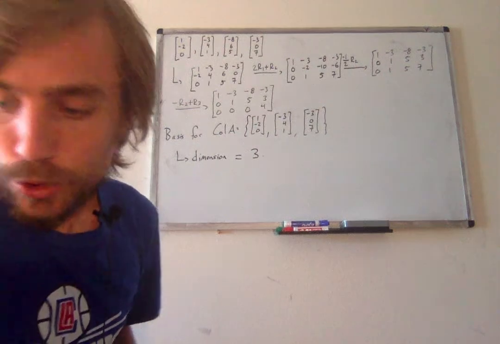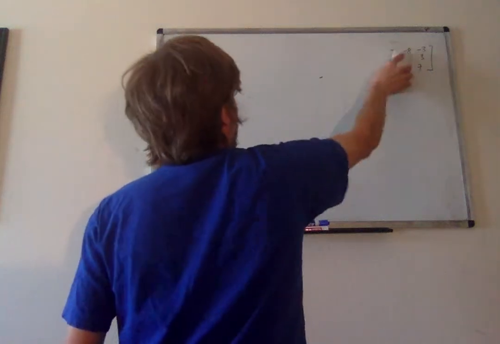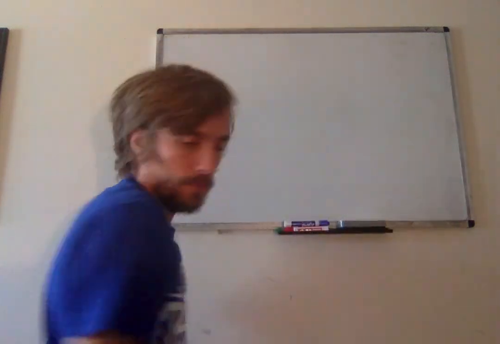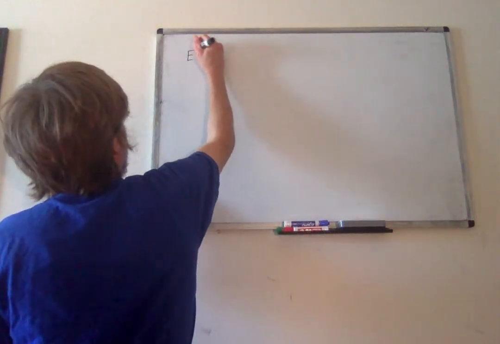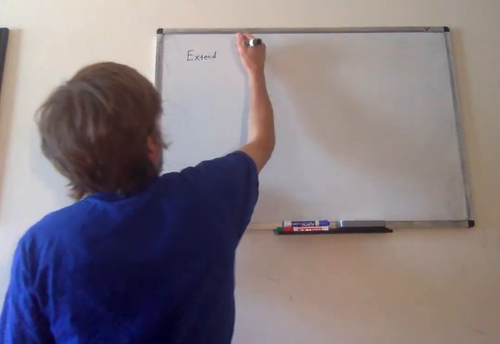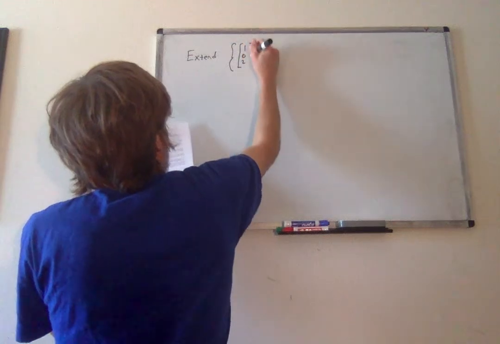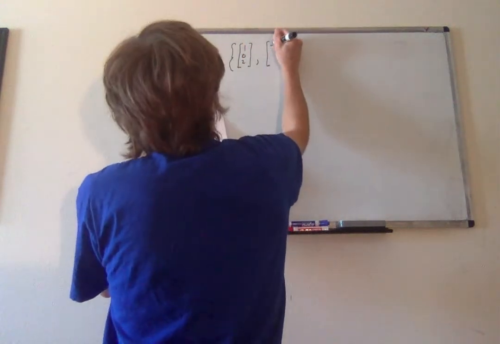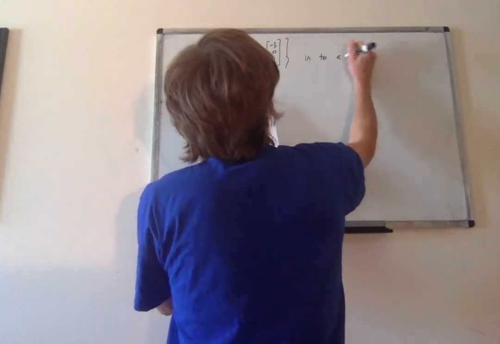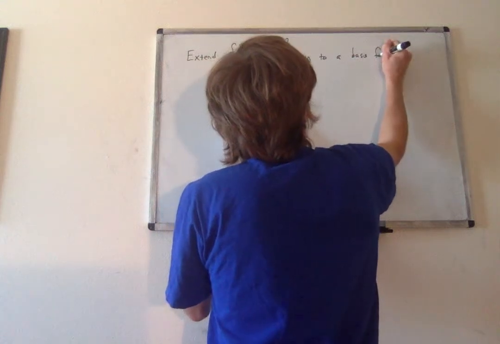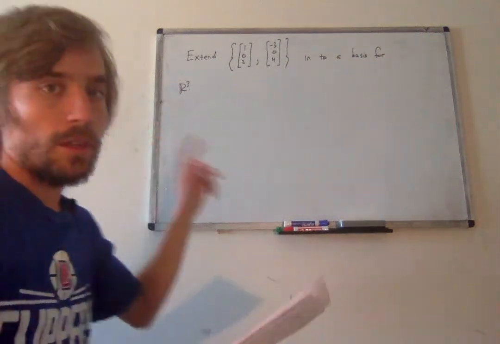All right, so number 2 is a little more interesting. Well, they're both interesting, I guess, but number 2 is kind of cool, because we're given this set of vectors, and we want to extend this set into a basis for R3. We'll see the power of theorem 11 here. So what theorem 11 tells us, right?